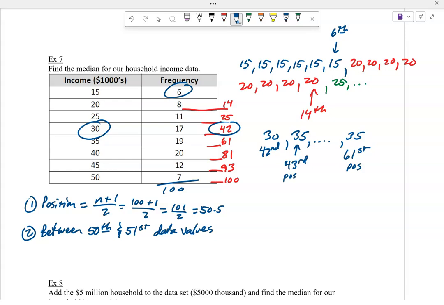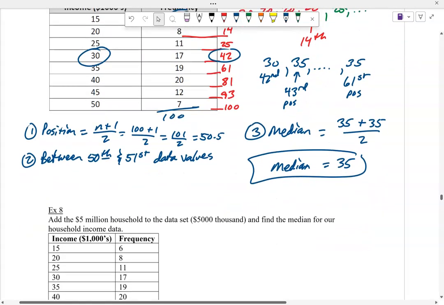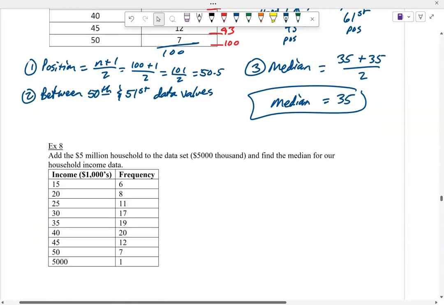So my 50th and 51st numbers will both be 35s. So the median would be the 50th number plus the 51st number divided by 2, their average, which of course 70 divided by 2 is just 35. So my median is $35,000. Right? My median household income is $35,000.